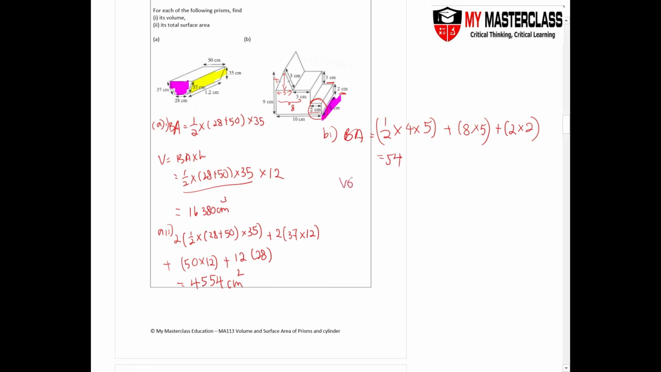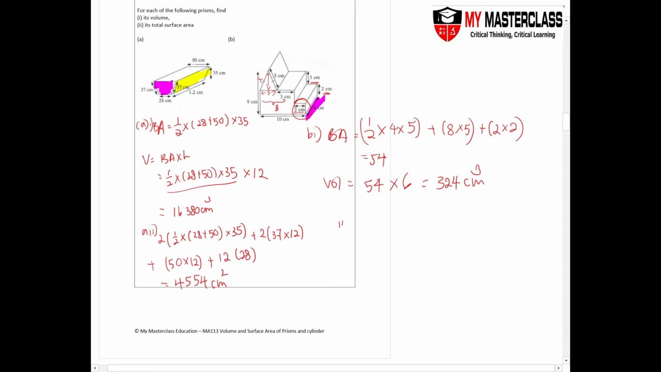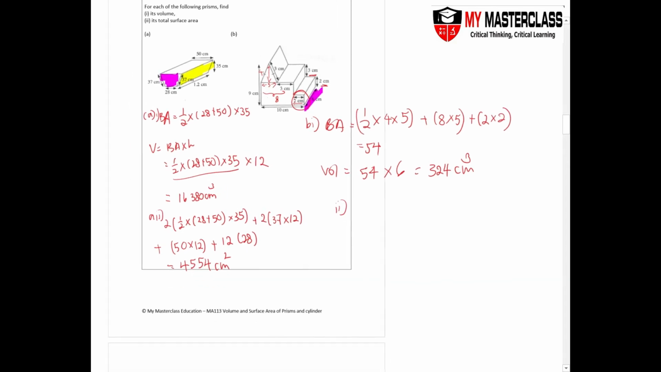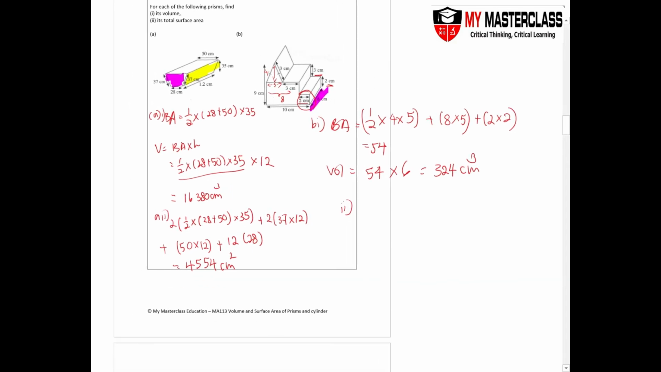Now once you're done, find the volume again. Base area multiplied by height. So you have 54 multiplied by height, which is 6, to get your 324 cm cube. Okay, then let's take a look at part 2. What will your answer for part 2 be? Now, part 2 is surface area.